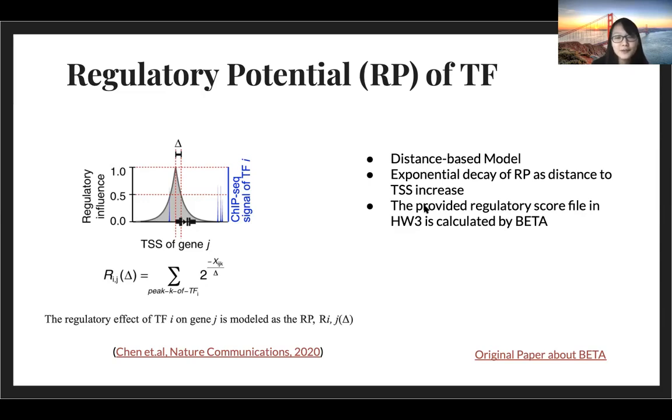In your homework, we already provide you this regulatory potential file in Q14, I believe. It's calculated by a tool called BETA, also a tool developed by Shirley's lab in 2013. So if you're interested in learning more about this topic, maybe take a look at these two papers. I think they are quite nice.